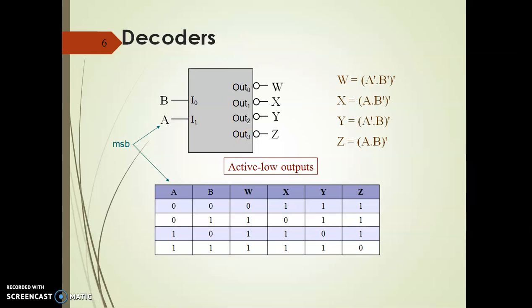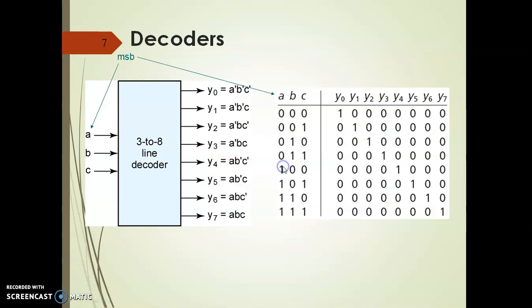This is an active low output. Here the bubbles are given on the output lines, so it considers the inverse output. So it always gives the high output if there is no input. But when a particular input is given, that particular output line will be selected, and on that output line we will get 0, and 0 inverse is 1. So we'll always get the 1 output.